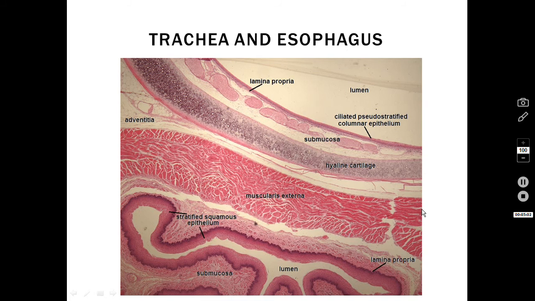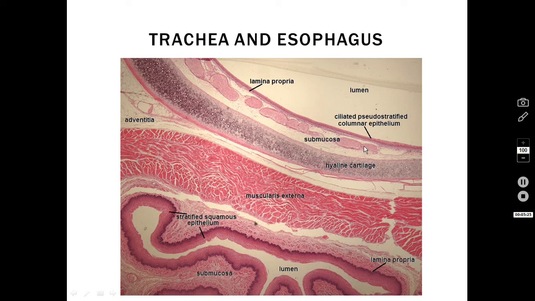If we look at that in more detail, here in this portion of this slide is the trachea. Down here is the esophagus. So here is the lumen of the trachea through which air flows. Here is the lumen of the esophagus through which food flows.